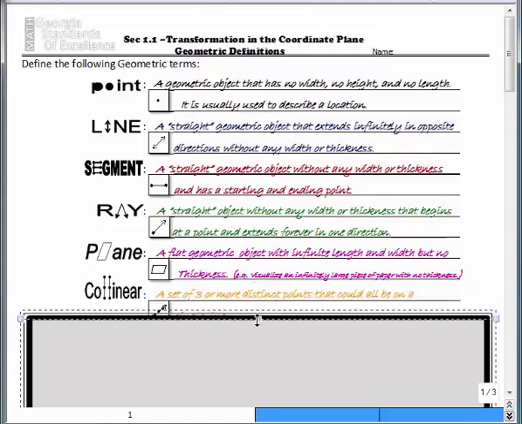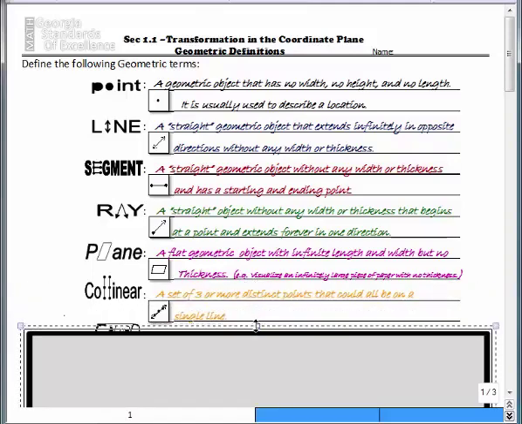Okay, next we're going to talk about a set of types of points. A set of 3 or more distinct points that could all be on a single line are called collinear. I drew these things over here to help you see this. If 3 points all fall on the same straight line, those 3 points are said to be collinear.